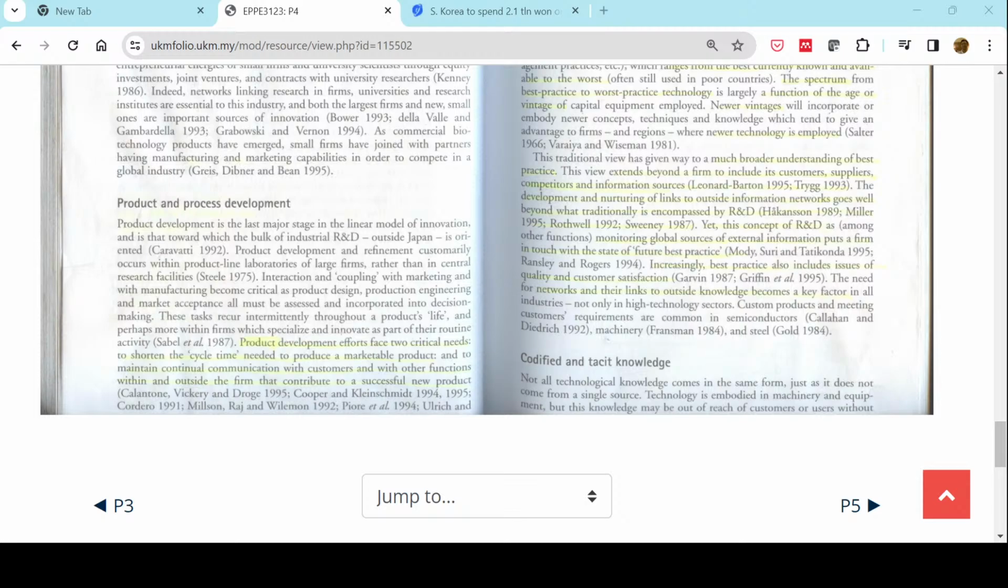So to reduce the cycle time, if you cannot offer substantially new products more than a year, then that company fails to shorten the cycle time needed to produce marketable products and to maintain continual communication with customers and with other functions within and outside the firm that contribute to the successful new product. So these are the critical two things that firms must do.